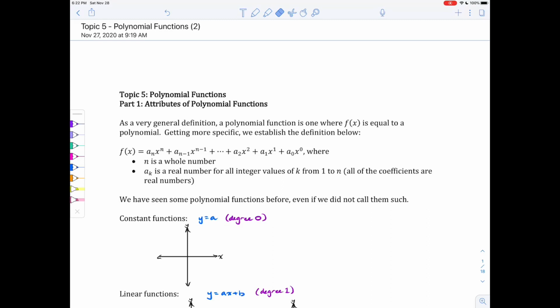We're going to be doing a little bit of analysis. We're going to be taking a look at some graphs that we've perhaps never seen before and kind of getting a feel for what these functions might do or how they might behave.